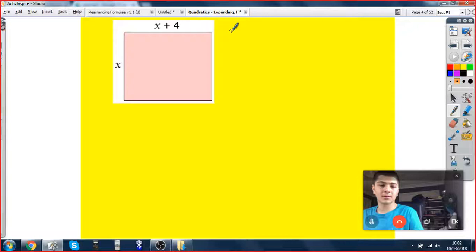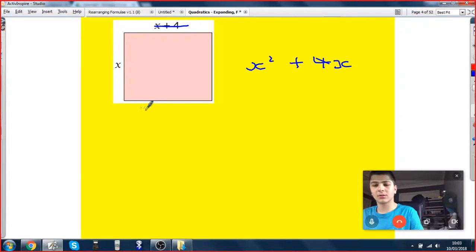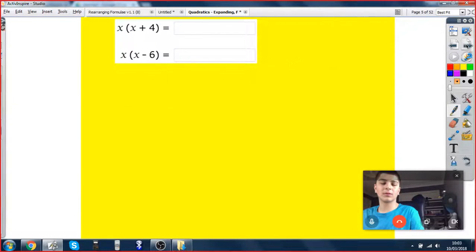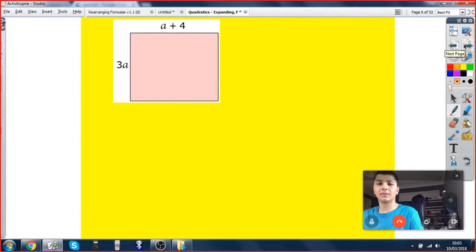Another way to think of it is if you were to split it in two. So that's x long, that's 4 long. And you'd say that area is x squared. This area is 4 times x. And so the total area would be x squared plus 4x. Okay, you'll be fine there.